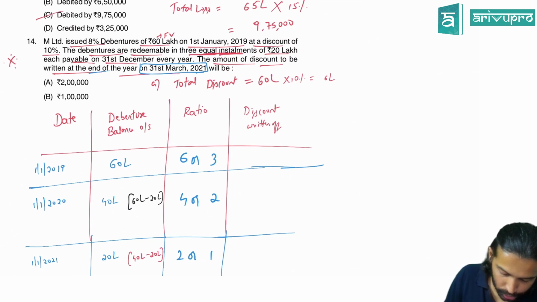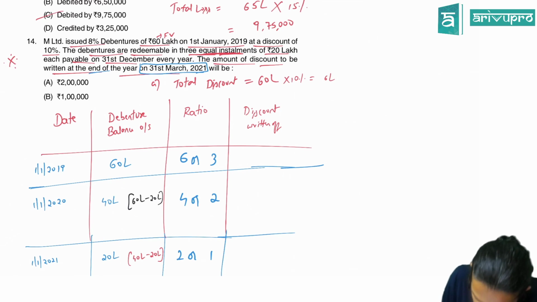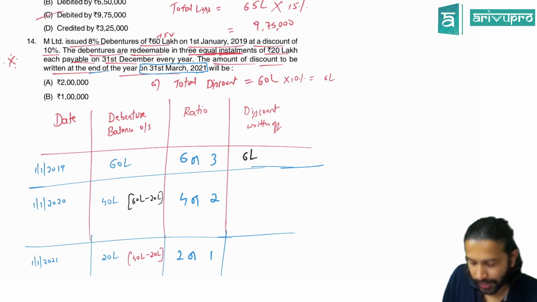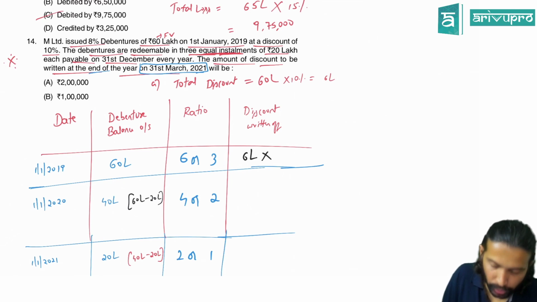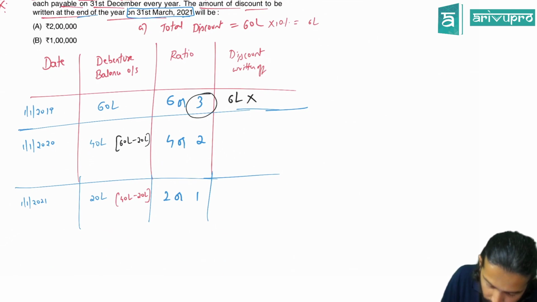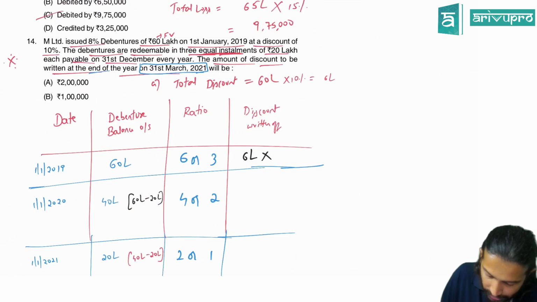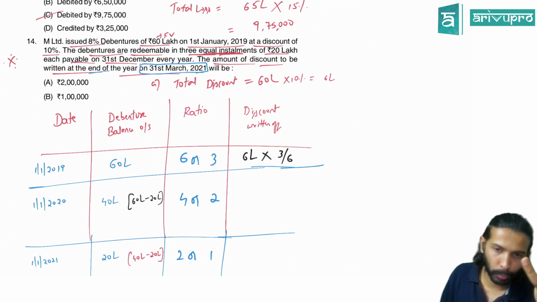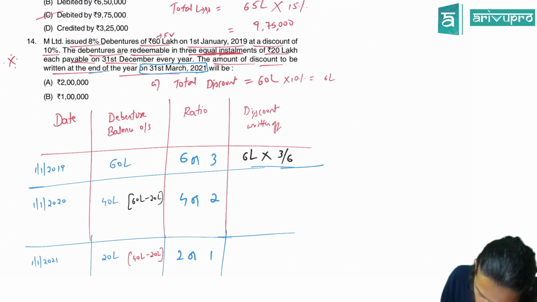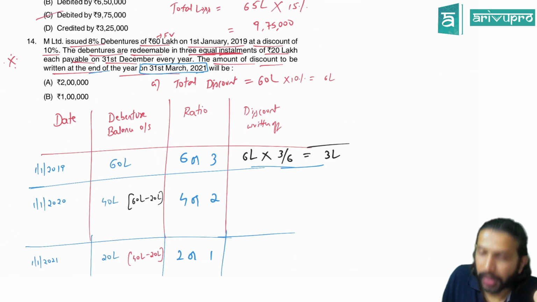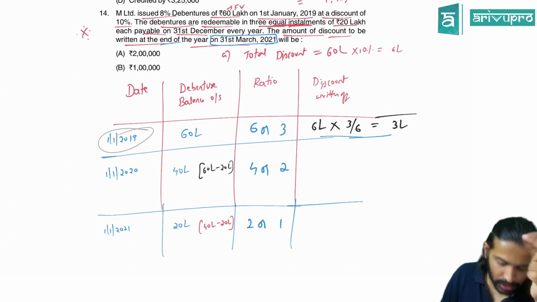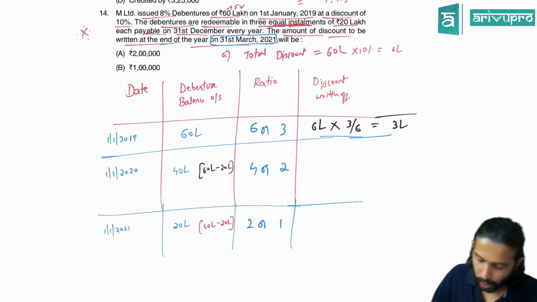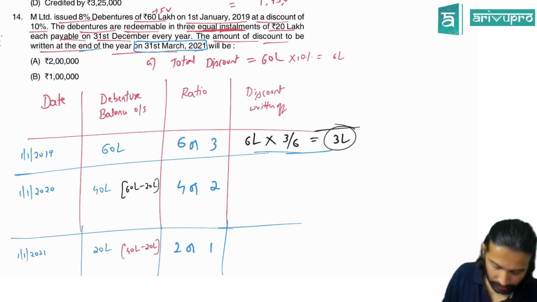How much should I write off as discount every year? The total discount is 6 lakh, and I need to write it off in this ratio. 3:2:1 means when you add all the ratios, 3 plus 2 plus 1, you get 6. So you have to do 3/6 of 6 lakh. How much will this be? 3 lakh. So for the first year, the year ended 31st December 2019, you will transfer 3 lakh to P&L.